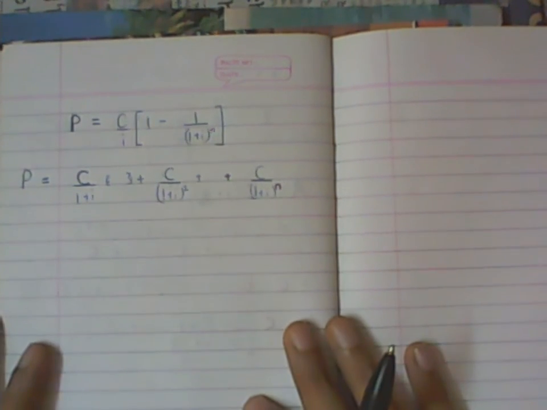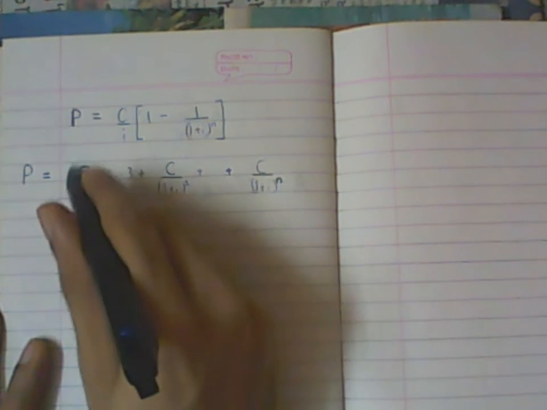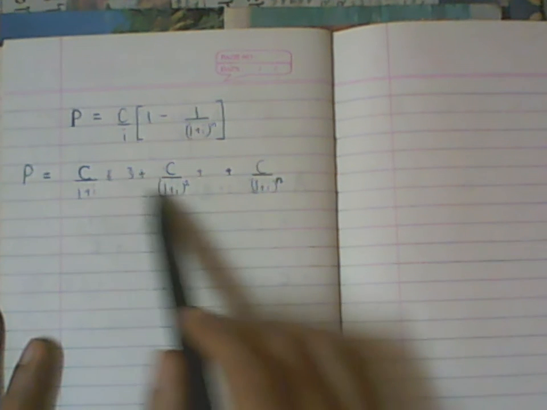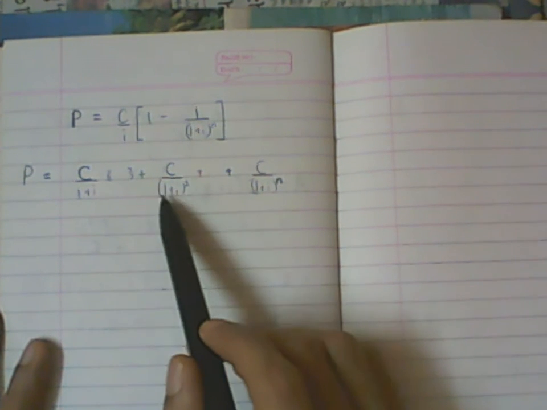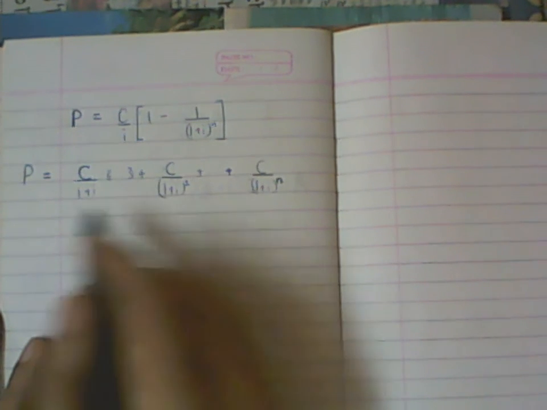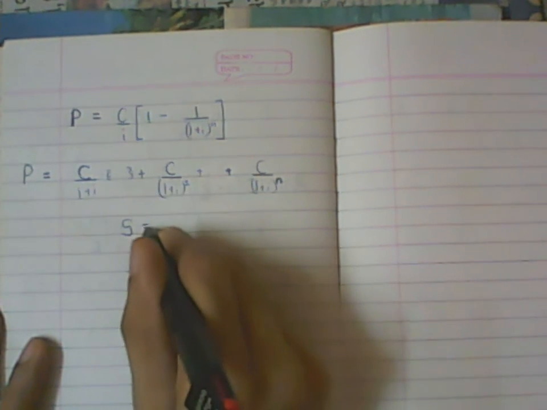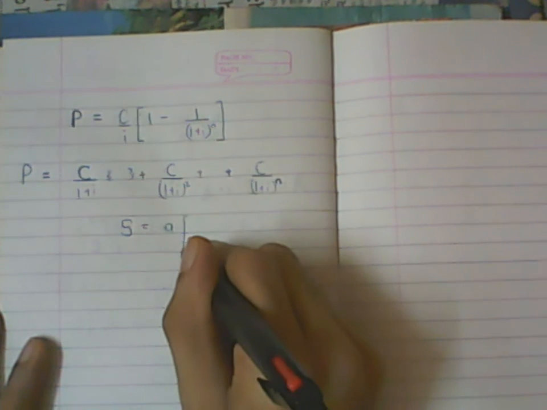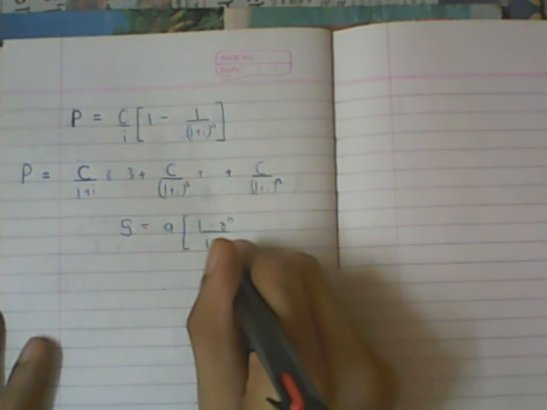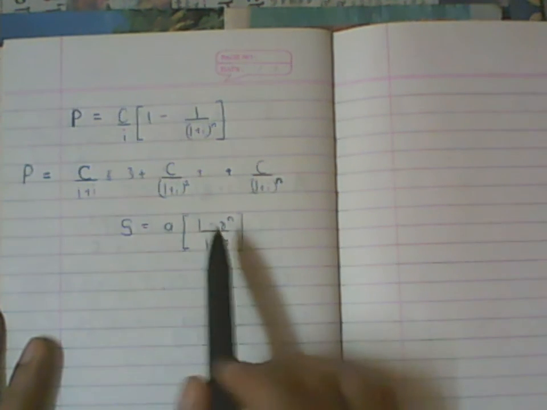And clearly, this is again a geometric progression, a geometric sequence with first term C divided by 1 plus I, and a common ratio of 1 divided by 1 plus I, because we have a factor of 1 plus I being multiplied in the denominator. So if I recall properly, my formula for the geometric sum, using the other formula, is A into 1 minus R raised to n divided by 1 minus R, where A is my first term and R is my common ratio.